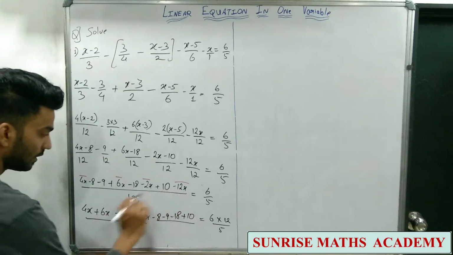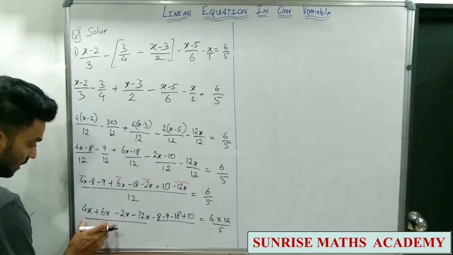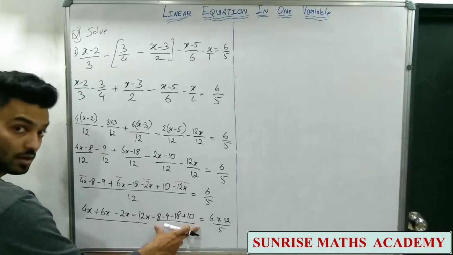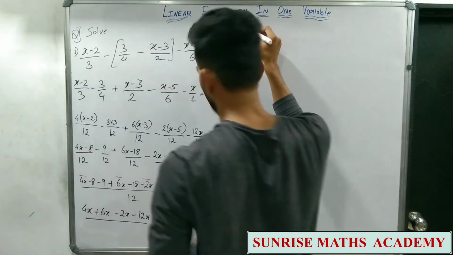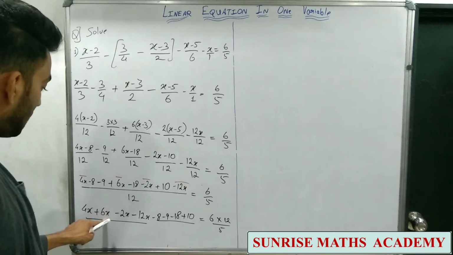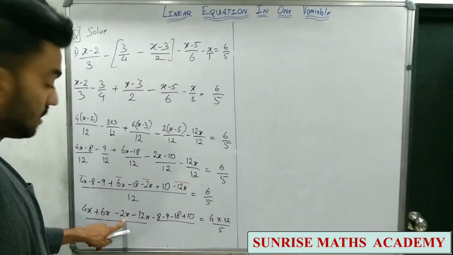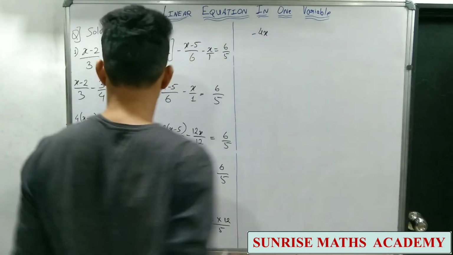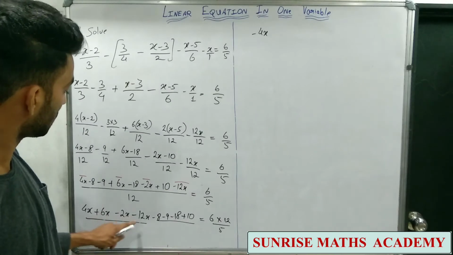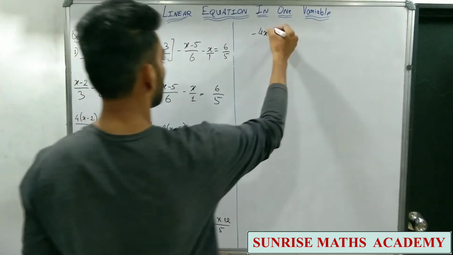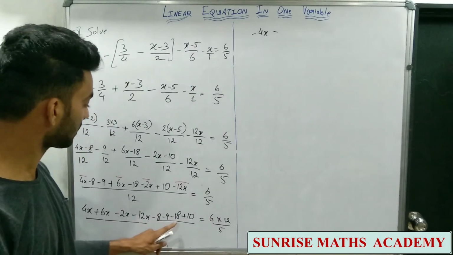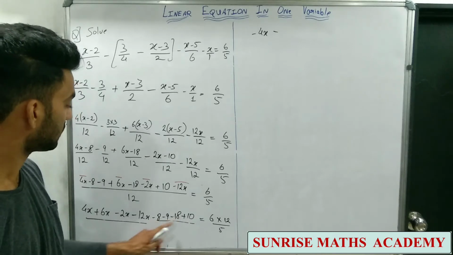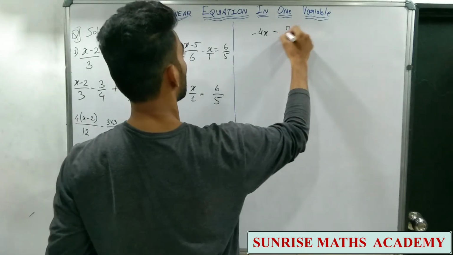So after taking 12 to the other side, it's multiplied, and these are the like terms I have underlined. So these are the variable terms we will add. These are the constant terms. 4x plus 6x, 10x, minus 2x is 8x, minus 12x is minus 4x. So it is 4 plus 6, 10. 10 minus 2 is 8. 8 minus 12 is minus 4. Minus 8 minus 9 minus 18 plus 10. So minus 18 plus 10 is minus 8. Then minus 8 minus 9 is minus 17, and this is minus 25.